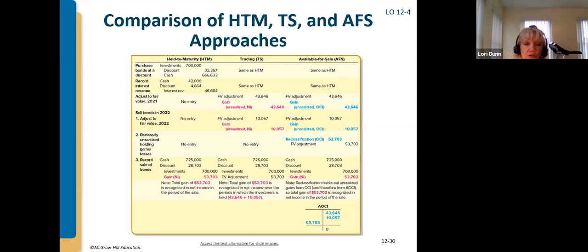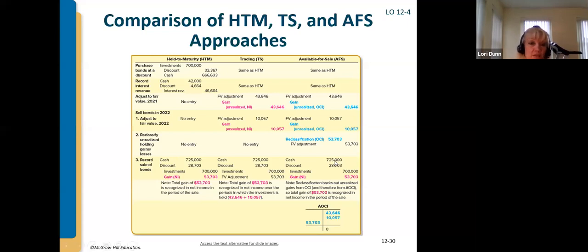Trading securities are recorded at their fair value. Difference in market value is reported as a gain or loss on the income statement. Held to maturity is reported at its carrying value. Available for sale, they're also reported at their fair value on the balance sheet. Any difference between carrying value and fair market value, that gain or loss, is not reported on the income statement directly, but as other comprehensive income.